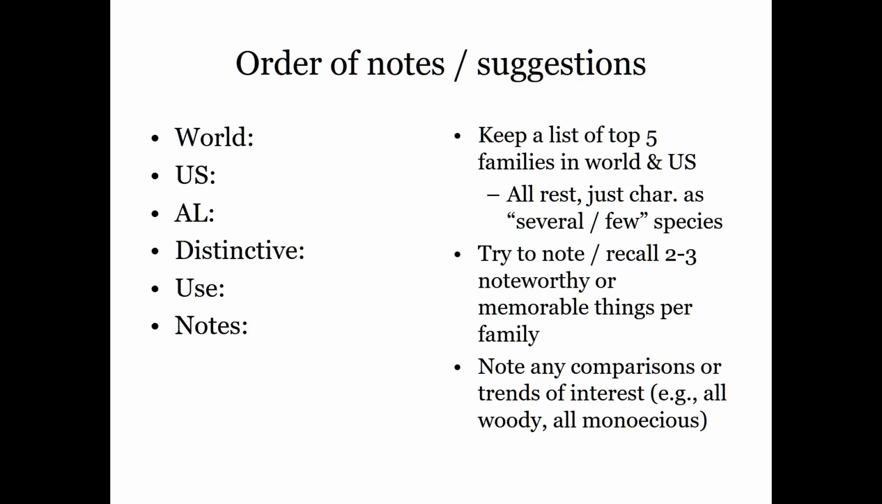And again, my suggestion is, as you're going through plant families, try to keep a top 5 list of families in the world and in the US, and maybe even in Alabama as well. All the rest of them just kind of lump into, are there a lot of species in that group, but maybe not a ton? Or do they have very, very few species in that particular family? And then try to remember maybe 2 or 3 things that are especially noteworthy per family, and that might be either in the distinctive, the utility, or in the notes section of what I try to give you.